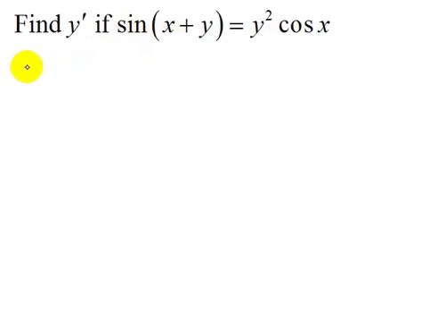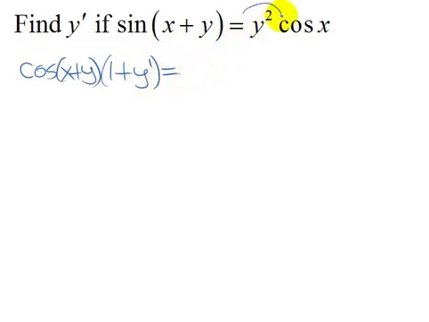We have the sine of some stuff. The derivative of sine of some stuff is cosine of the stuff, and then multiplied by the derivative of what's inside, the x plus y. And the derivative of x is 1 plus, and the derivative of y is y prime.